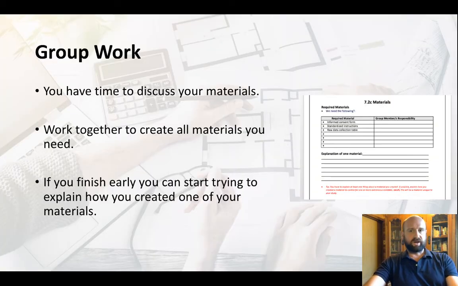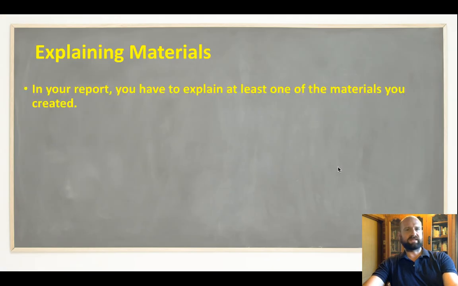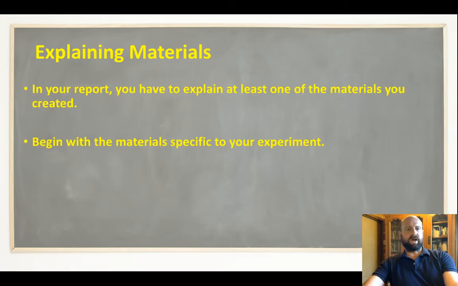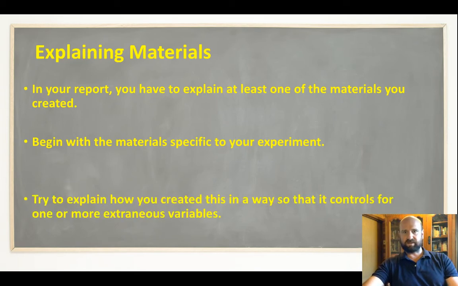And then I would give them time to first of all figure out a list of what they're going to create, and then get them to delegate. And remember that they have to explain one of their materials. I would have them explain something specific to their experiment, so ideally not explaining informed consent forms or debriefing. That's going to be common to all experiments. So ideally they want to start with something that they created and explain how they created it. And they should try to explain how they created it in a way that it controlled for an extraneous variable.